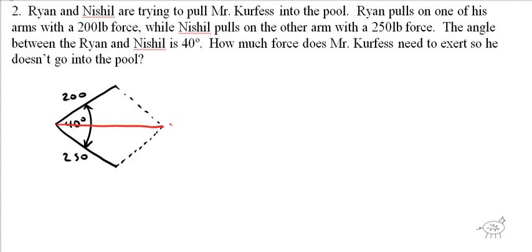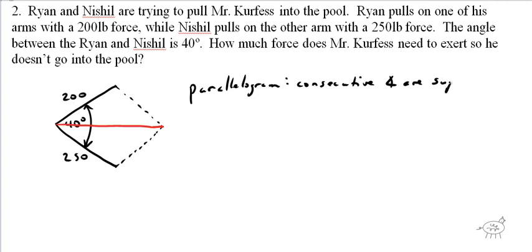We have to use some of our properties of parallelograms, if you remember that. There are two really important ones we're going to use here. First of all, consecutive angles are supplementary. And then opposite sides are congruent. Two huge things for these parallelograms.